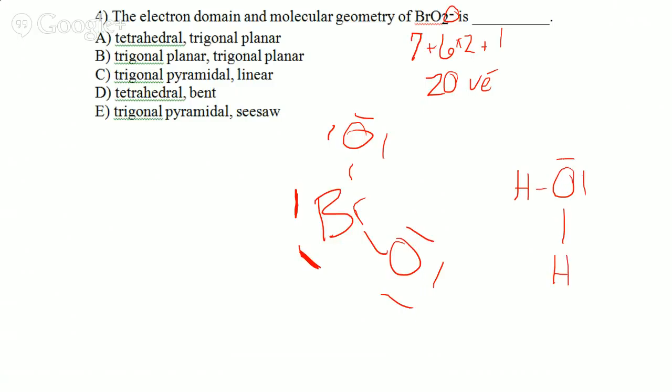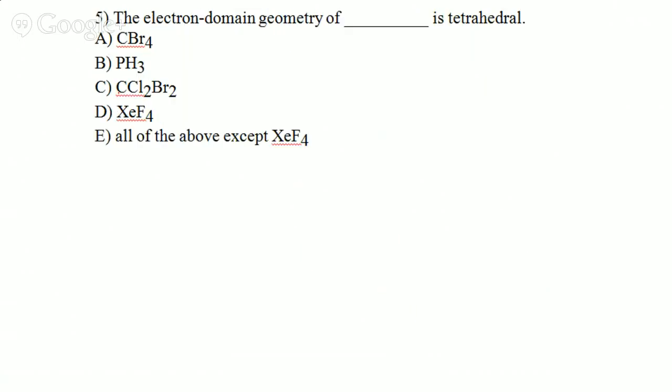Two bonding domains, two non-bonding domains. Well, that means our electron domain geometry is going to be tetrahedral, right? And our molecular geometry is going to be bent. So we're looking for a tetrahedral and bent. Choice D. 5, the electron domain geometry of blank is tetrahedral.